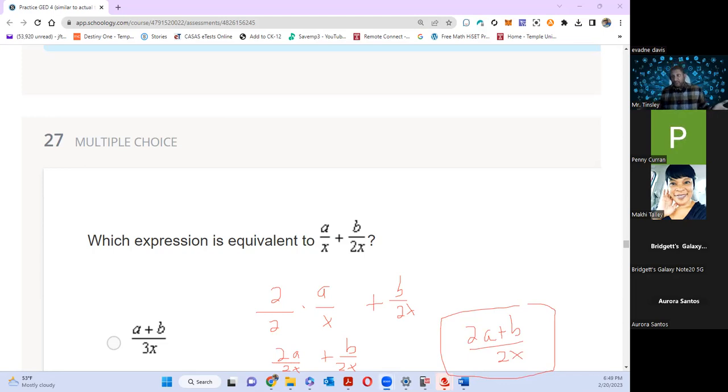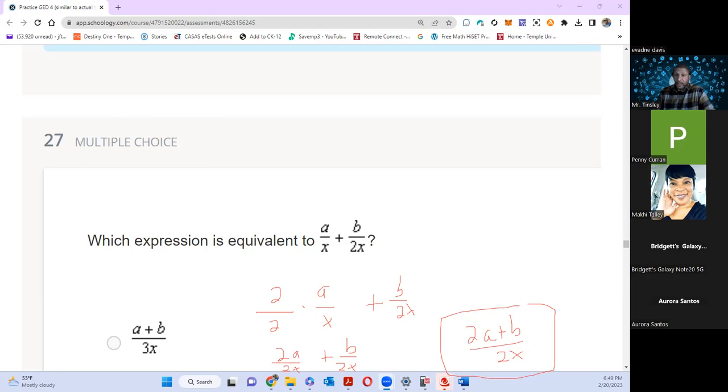Let's try it. Let's just try what Bridget said. Let's just take a variable. But hold on, Mr. Tinsley, we don't just have one variable. We got A, we got B, and we got X. So now what we decided to do, can that still work? Yes. You can pick any numbers you want.